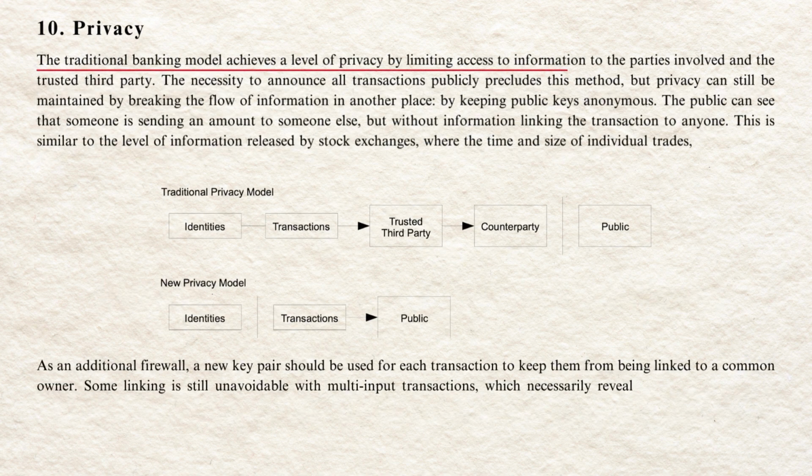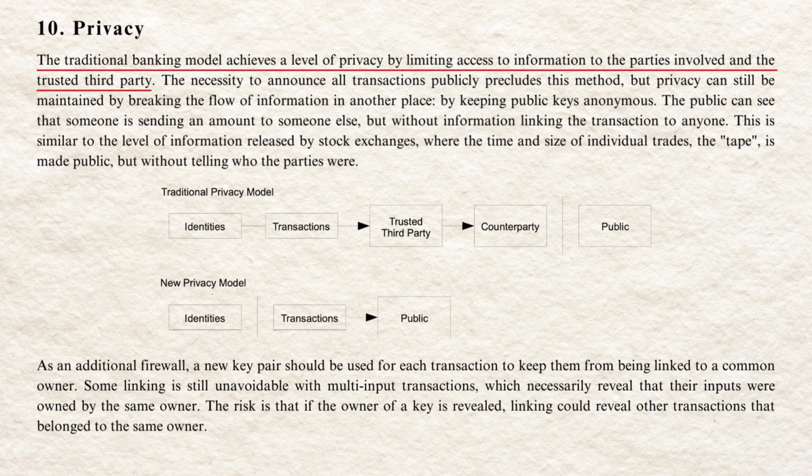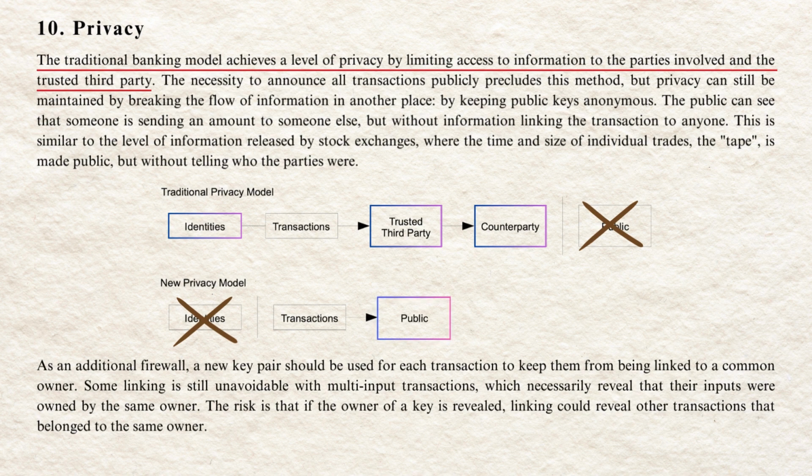Privacy. In traditional banking systems, transaction details are accessible only to the banks involved and the parties conducting the transaction. For instance, if you send $50 to a friend, only you, your friend, and your respective banks know about this transaction. However, Bitcoin transactions are different because they are transmitted to all network nodes and recorded on a public ledger. To maintain privacy, Bitcoin uses anonymous public keys as wallet addresses, which don't reveal the owner's identity. The white paper recommends using a new pair of keys for each transaction to enhance privacy.